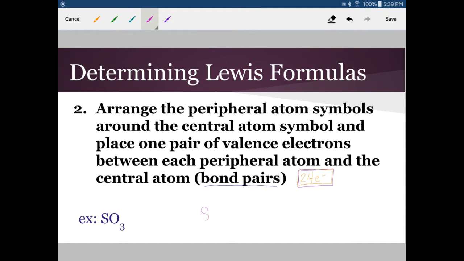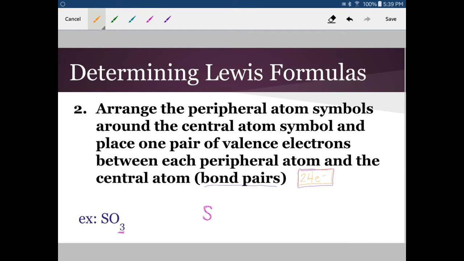So if I write down my central atom, now there's a few ways to determine what my central atom is. The first way is based on bonding capacity. However, both sulfur and oxygen have a bonding capacity of 2. But because I have 3 oxygens and only 1 sulfur, sulfur is going to be my central atom, and these 3 oxygens are going to be the atoms that surround that sulfur.